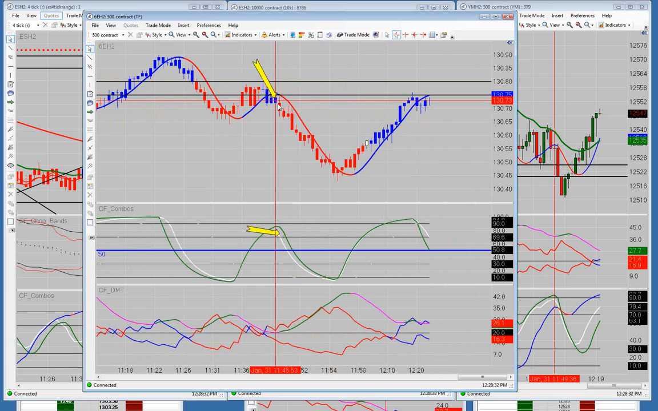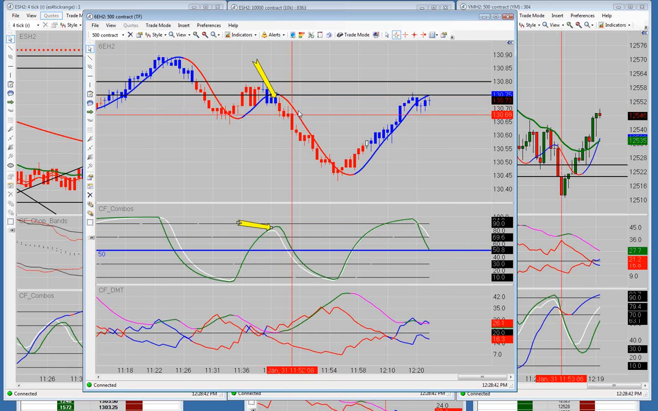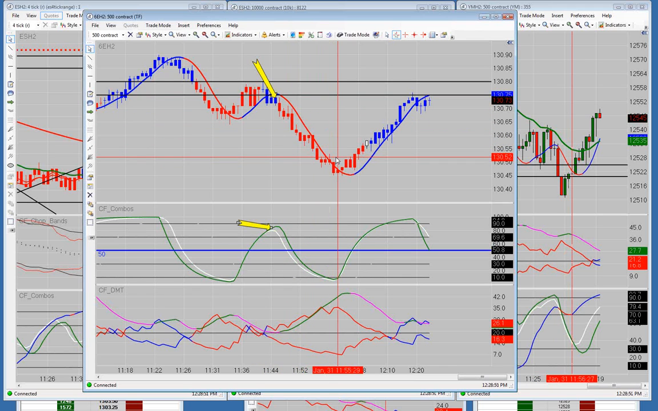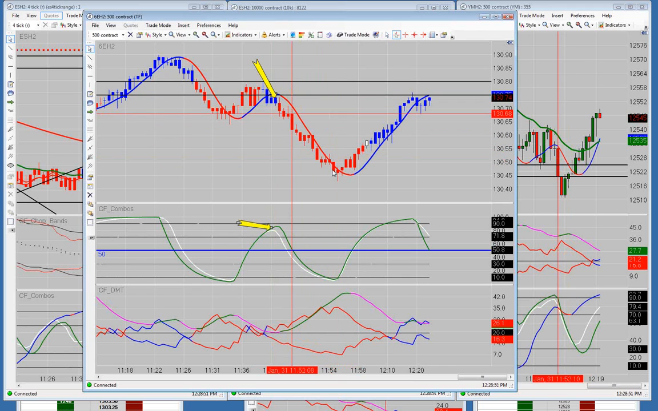Right over here, for instance, this one that just happened a few minutes ago. It turned down right here. So you would have been entering in here at 30.72. If you trailed your stop down behind the MA1, you might have gotten stopped out down here at 51, 52. That's 20 ticks, the equivalent of 5 points ES, and that's just a couple of minutes there.